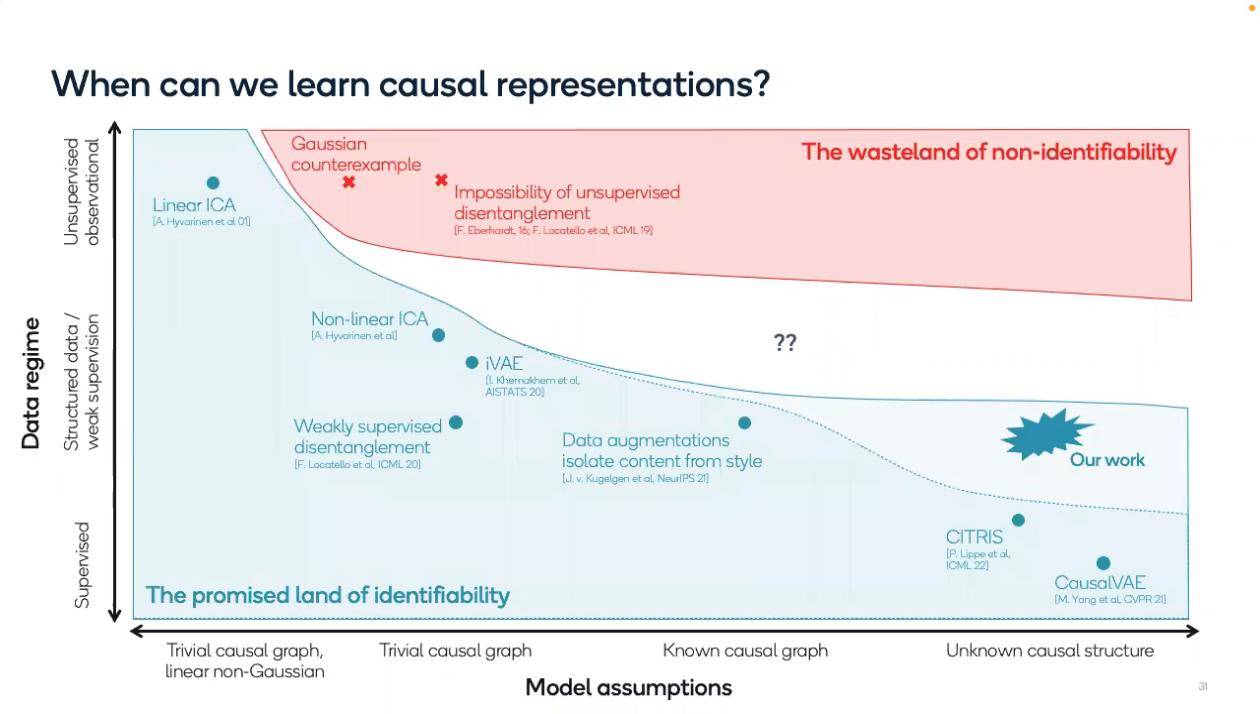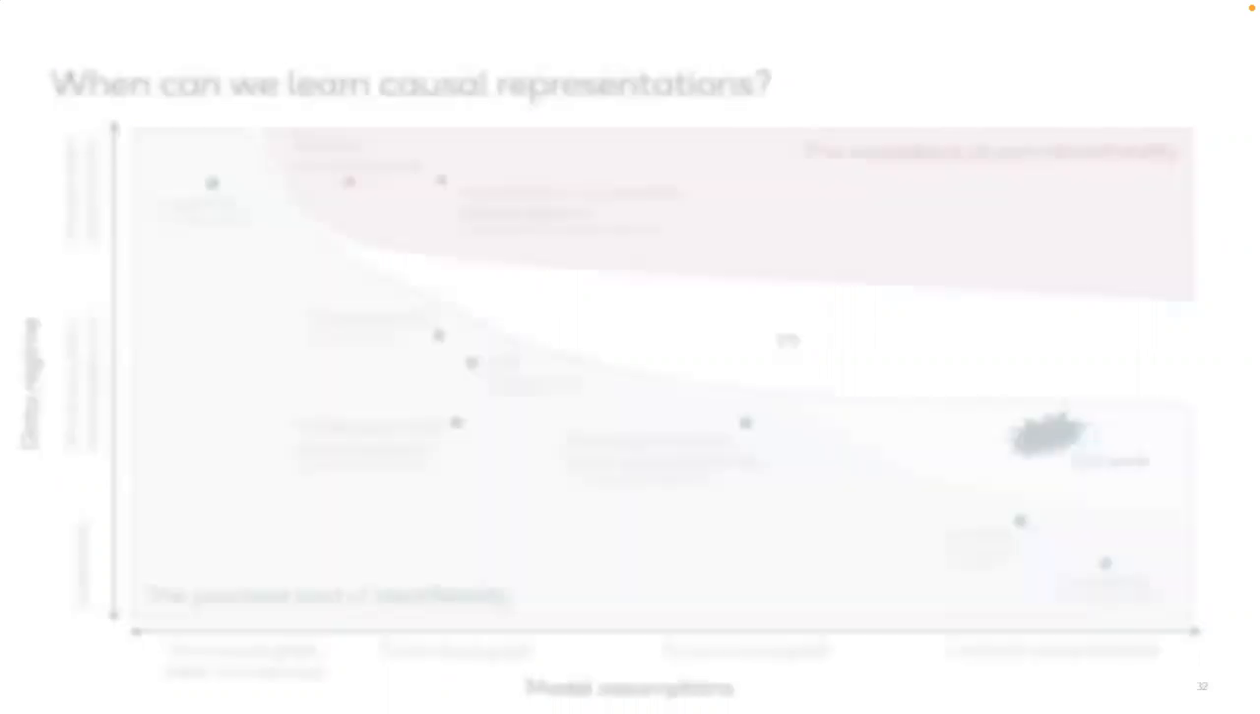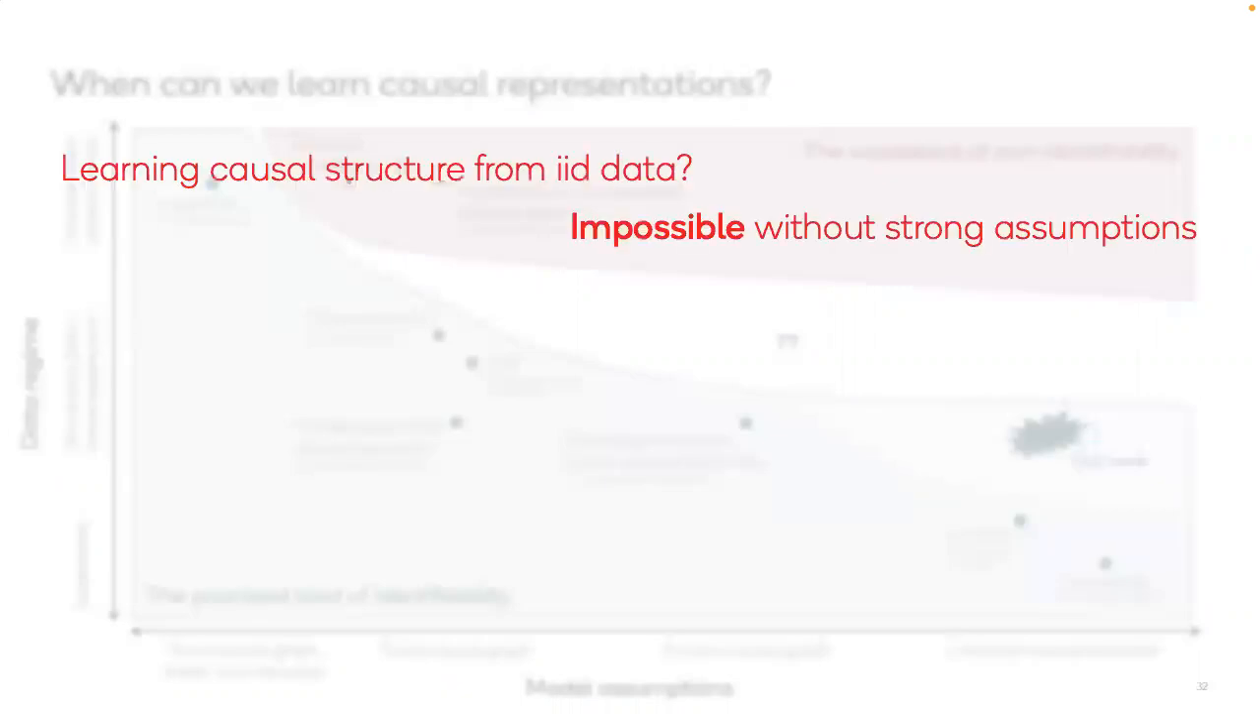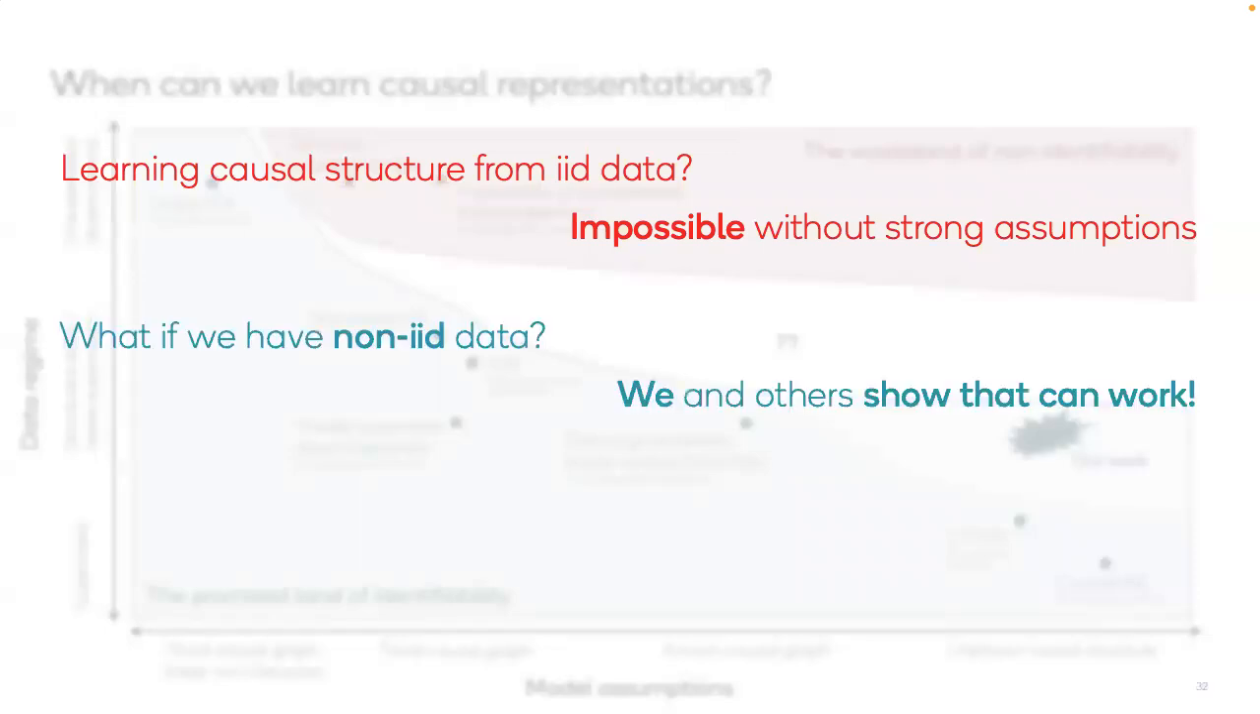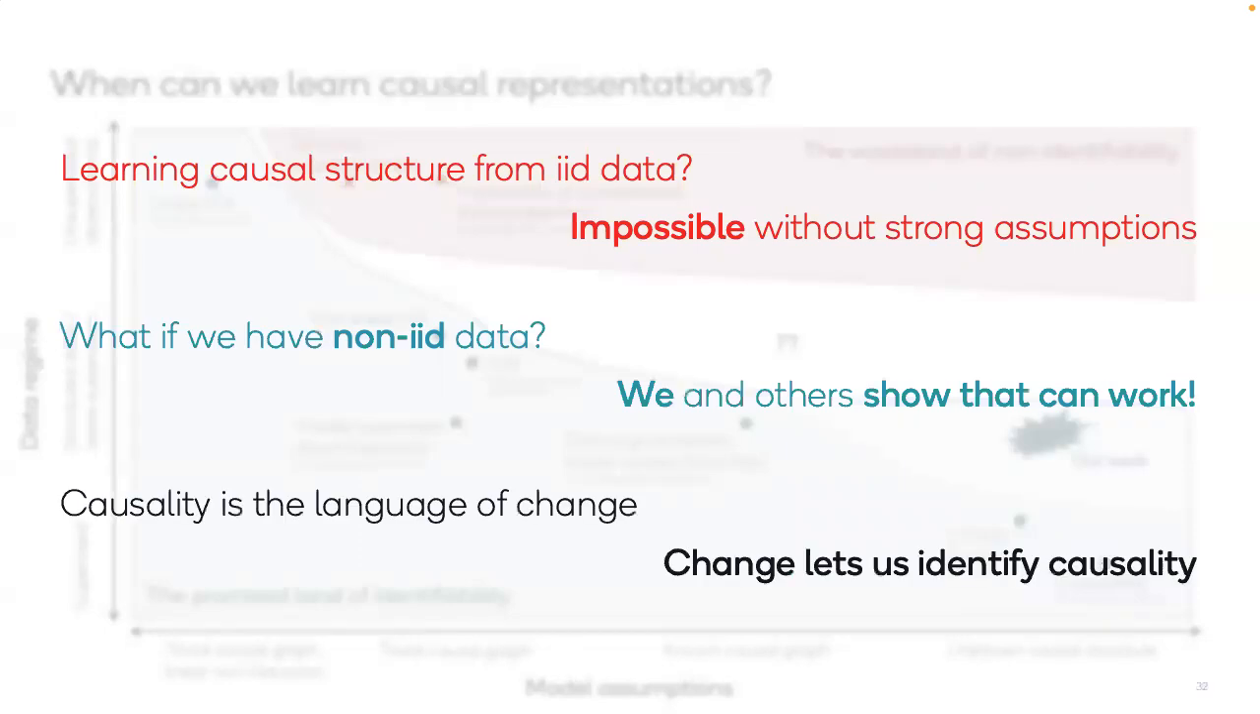Okay, this was a lot of details. Maybe, again, squinting a little bit. I think one message that you should take away from this, if you care about this causality stuff, is it is impossible to learn causal variables and structure just from observational data unless you make strong assumptions about a model. It is, however, possible to learn things like what are the important high-level variables, what is the causal structure between them, if you have non-IID data, if there's some change in the system. And maybe to say this in a polemic way, if causality is the language of change, then change lets us identify causality.